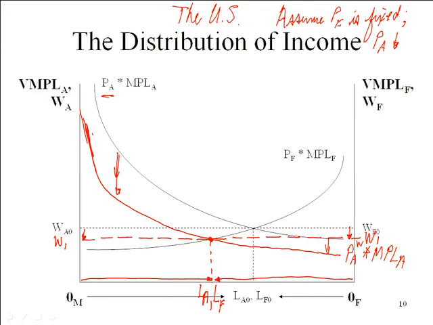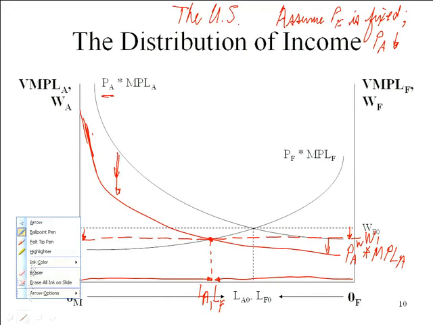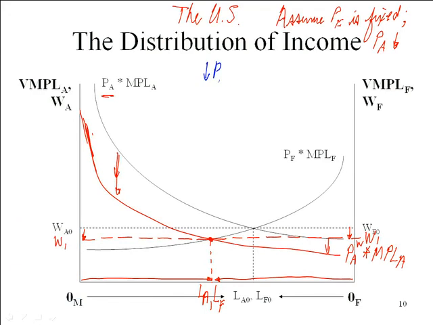So what do we have here then? Let's see what's happened. We have a decline in the price of autos and no change in the price of food. We have a decline in the number of workers in the auto industry and an increase in the number of workers in the food industry. We have a decline of wages in the auto industry and a decline of wages in the food industry.